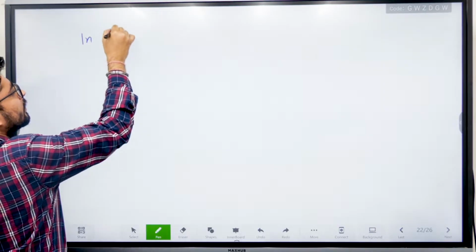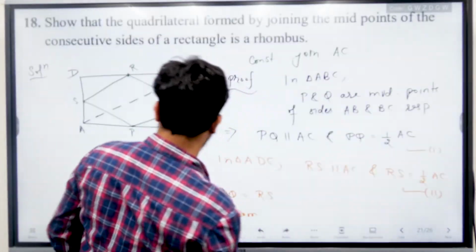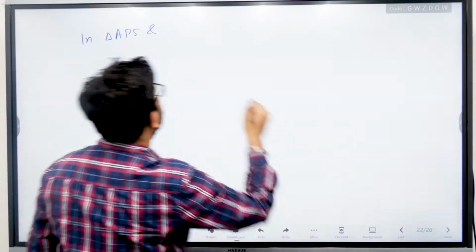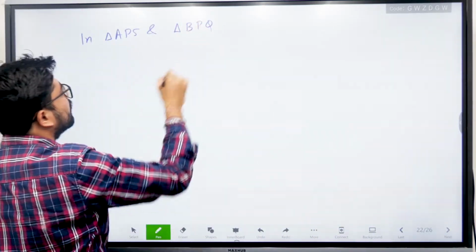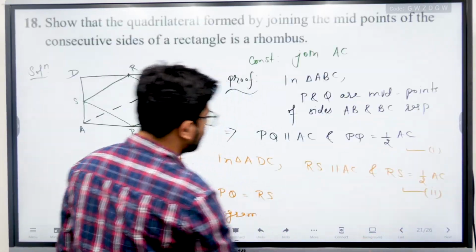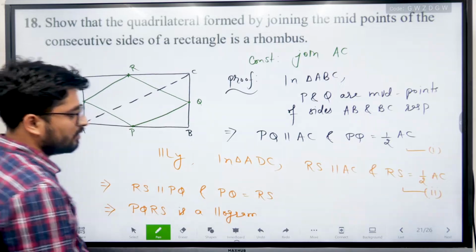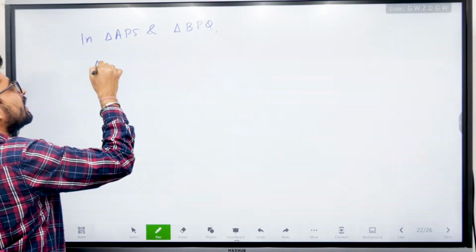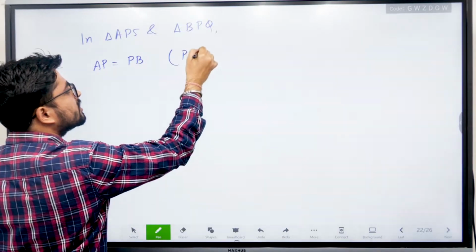In triangles APS and BPQ, you can say AP is equal to PB. Why? Because P is the midpoint. AP is equal to PB because P is the midpoint.